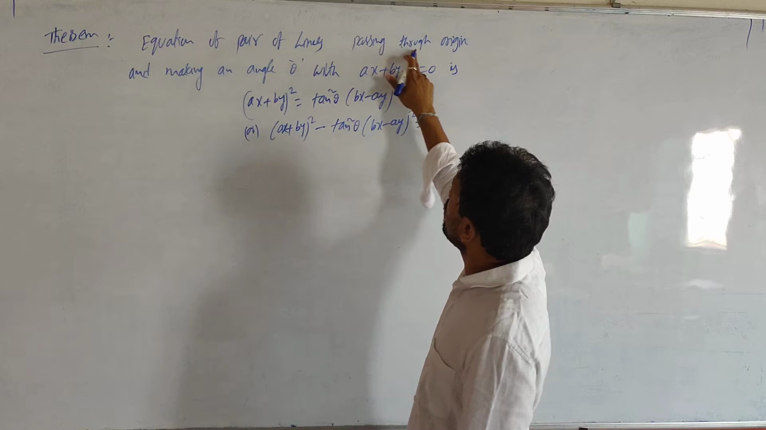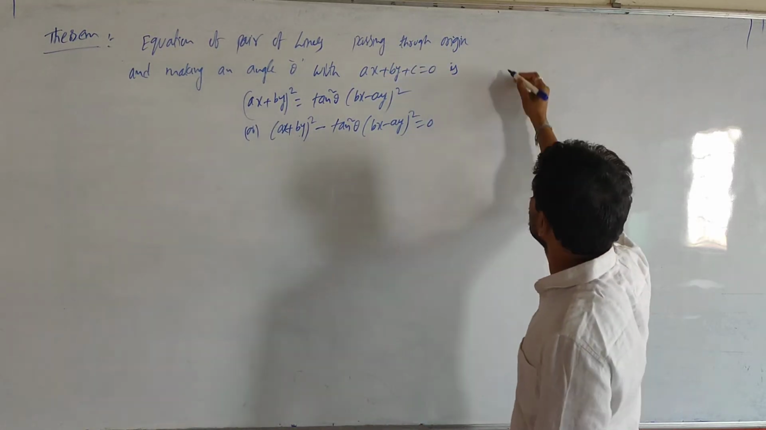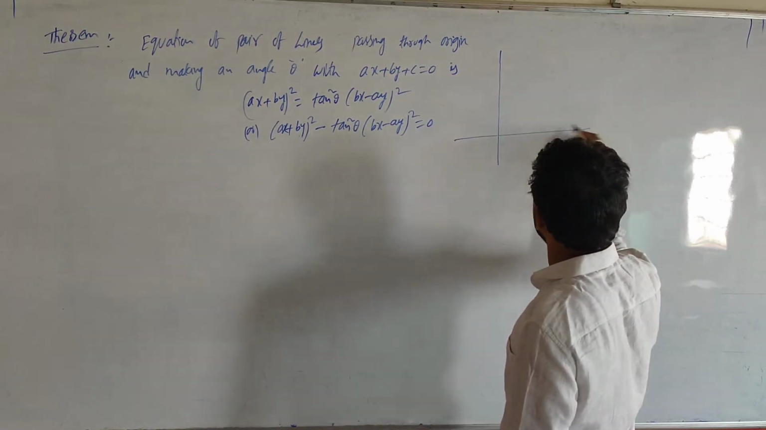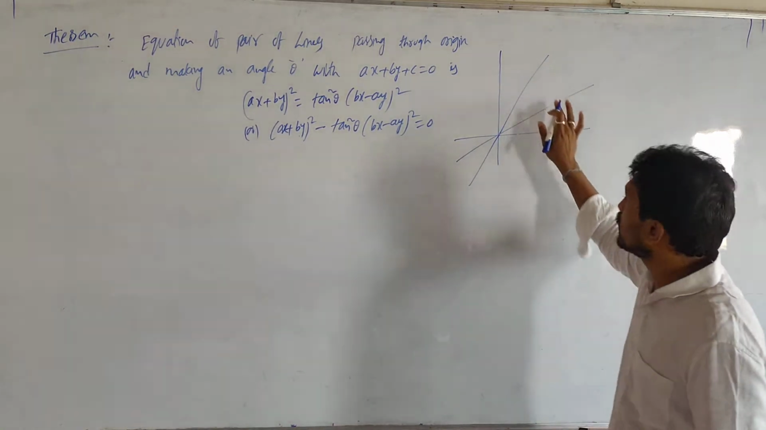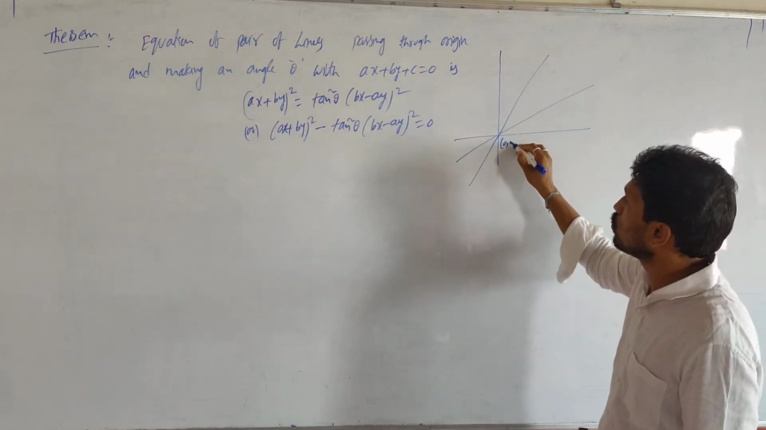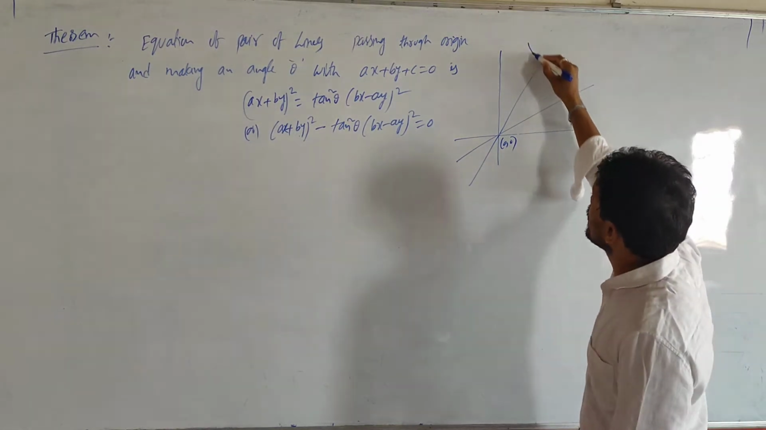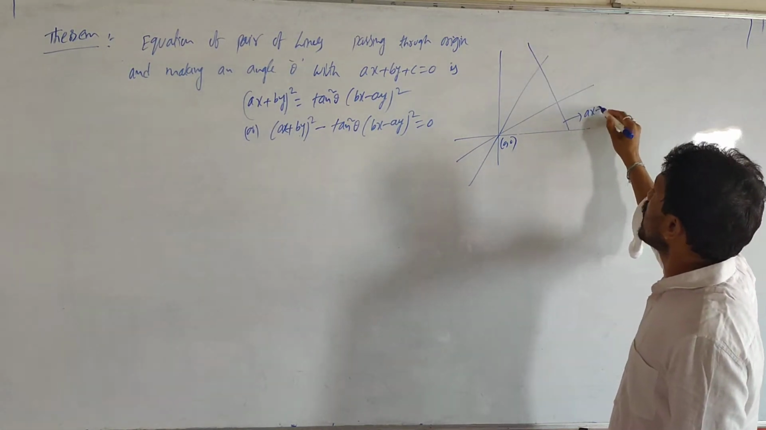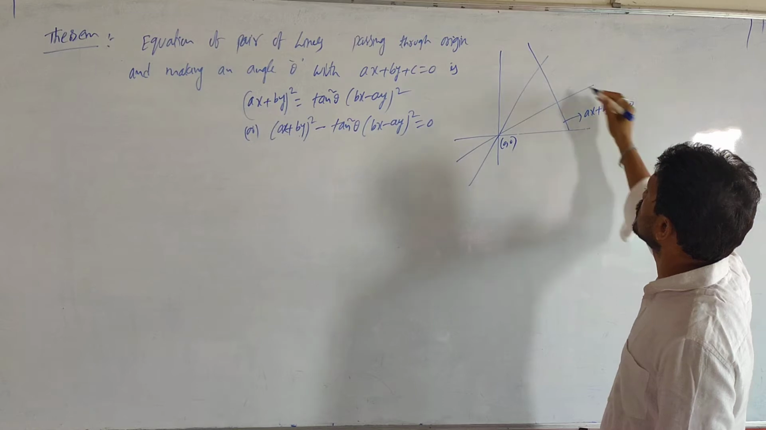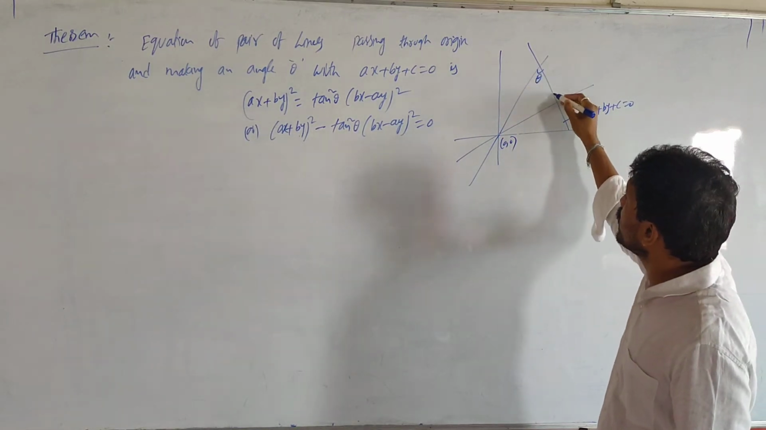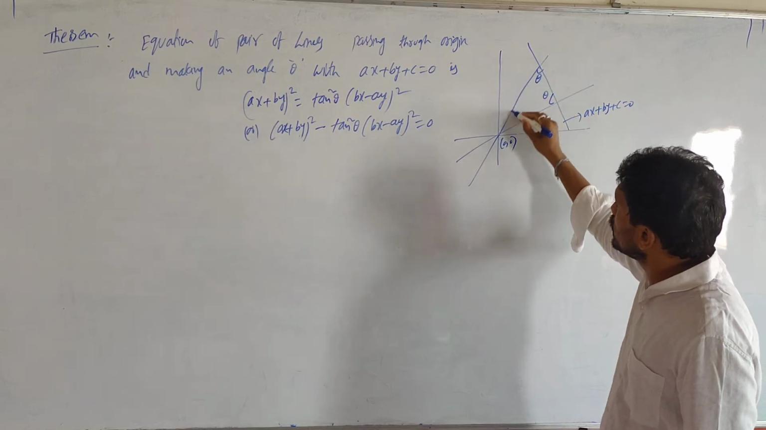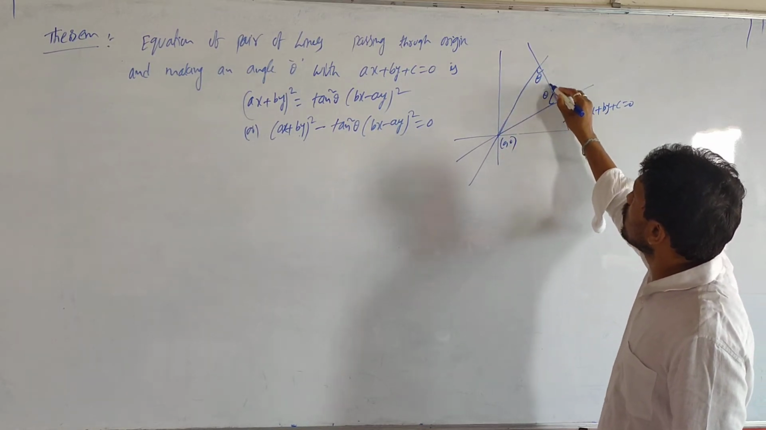So, equation of pair of lines passing through origin. Let us take the equation of pair of lines like this. These are the equations of two lines passing through origin, making an angle theta with ax plus by plus c is equal to 0. Making an angle theta with this line means, here theta, here theta. So it is nothing but an isosceles triangle.